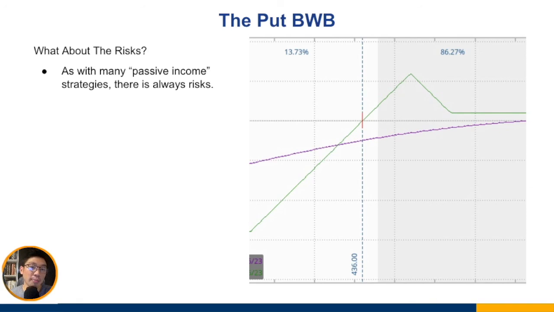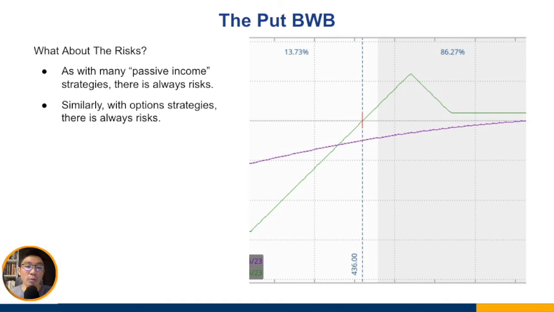Compared to rental income, or even dividend stocks, right? With dividend stocks, there's also the risk that you buy into the company and the stock can just plunge overnight, right? Some adverse news is going to cause it to crash. So there's always risk. For the put broken wing butterfly, it's the same as well, but there are ways to reduce the risk.